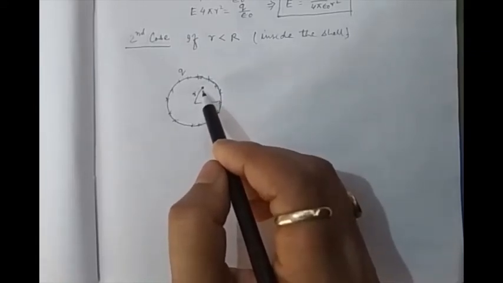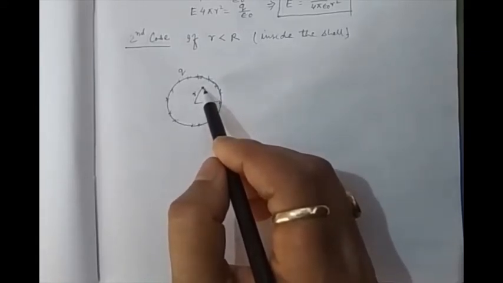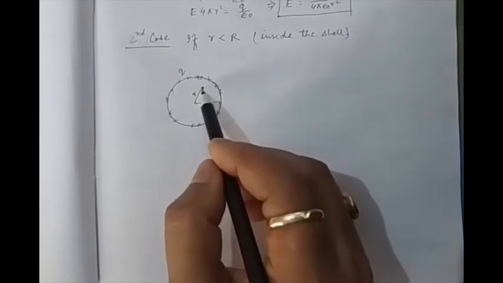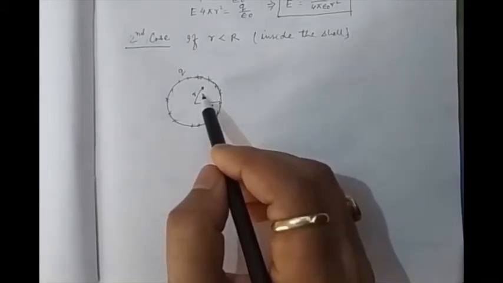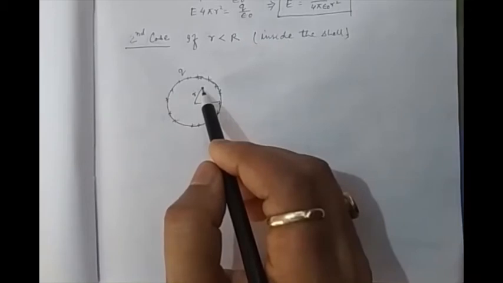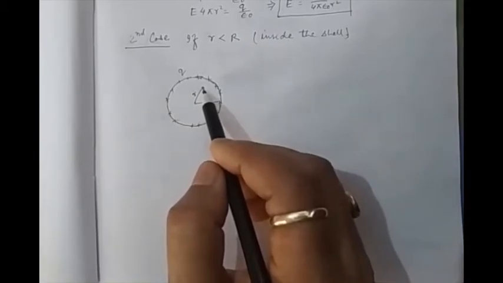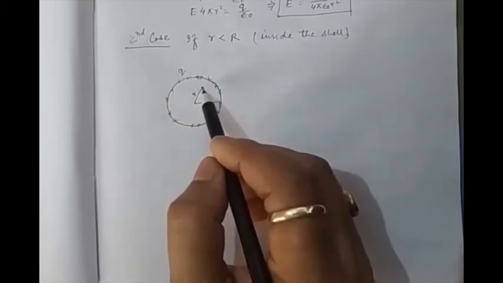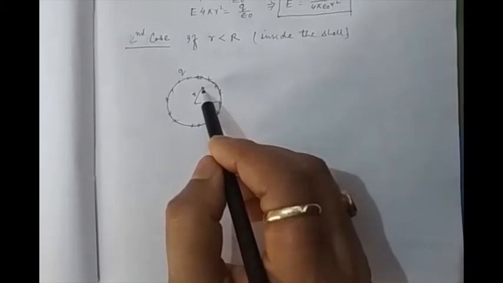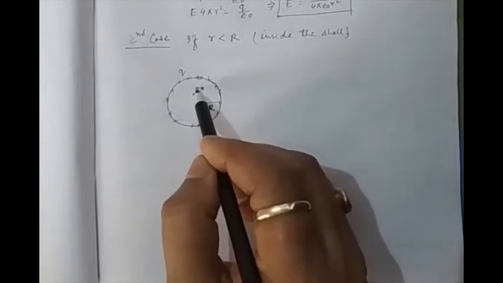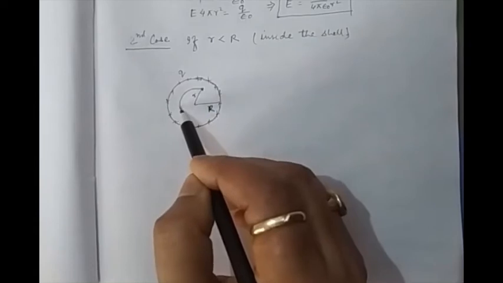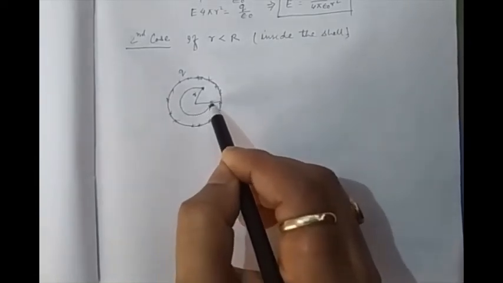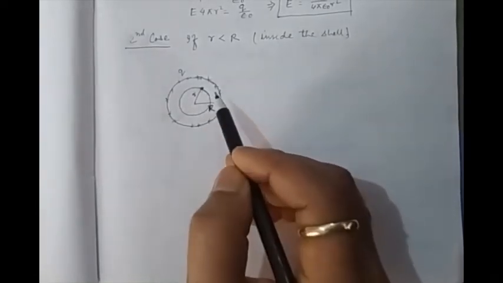We have to find the electric field intensity at this point using Gauss's law. For this, again we need to draw a Gaussian surface. Here the Gaussian surface will be a concentric sphere of radius small r.